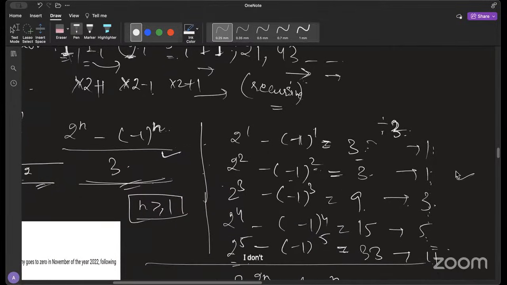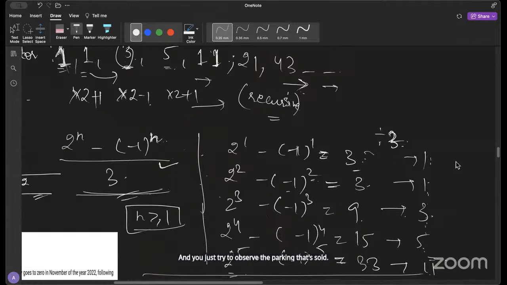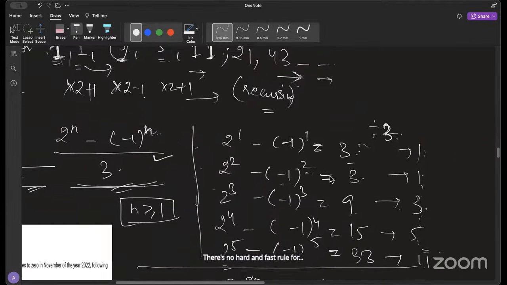I don't know. I've just tested this one, and there's no rule for it. It's just sit and think where you test things and try to observe the pattern. That's all. Madam, is there no hard and fast rule to test from the options given?